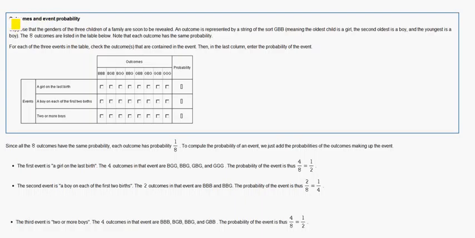In this problem, we are working with outcomes and event probability. Suppose that the genders of 3 children of a family are soon to be revealed. An outcome is represented by a string of the sort GBB, meaning the oldest child is a girl, the second oldest is a boy, and the youngest is a boy. The 8 outcomes are listed in the table below.